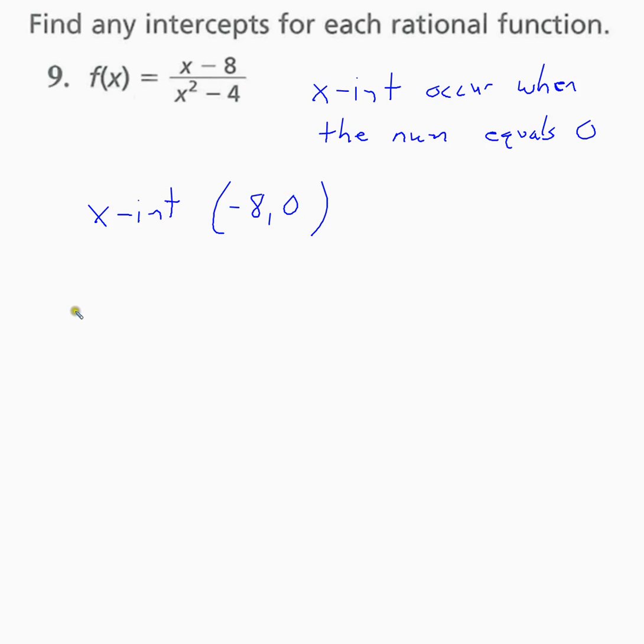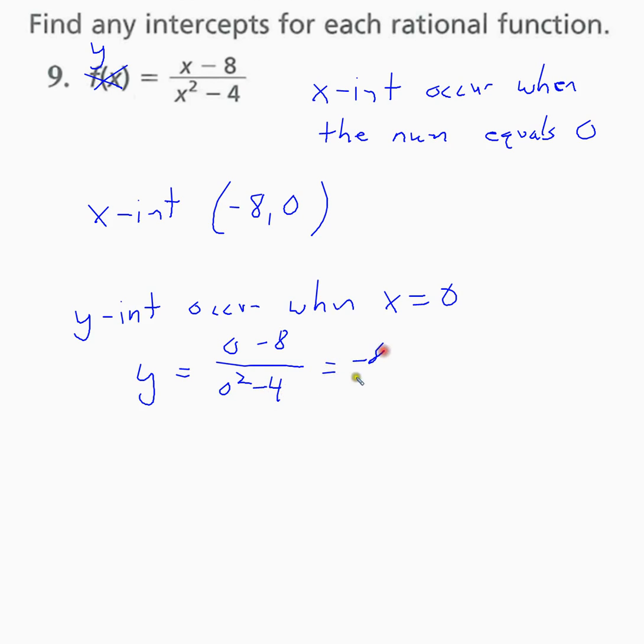Y-intercepts, we worked through this when we talked about lines and other things, but y-intercepts occur when you set x equal to 0. So we're going to plug in 0 for x, and I'm going to make this a y equals instead of an f of x equals. So y-intercept equals, plugging in 0 for x, 0 minus 8 over 0 squared minus 4. That gives us -8 over -4, which is 2. And so you can say the y-intercept is at 2, but even better is to put 0, 2, because it's a point.